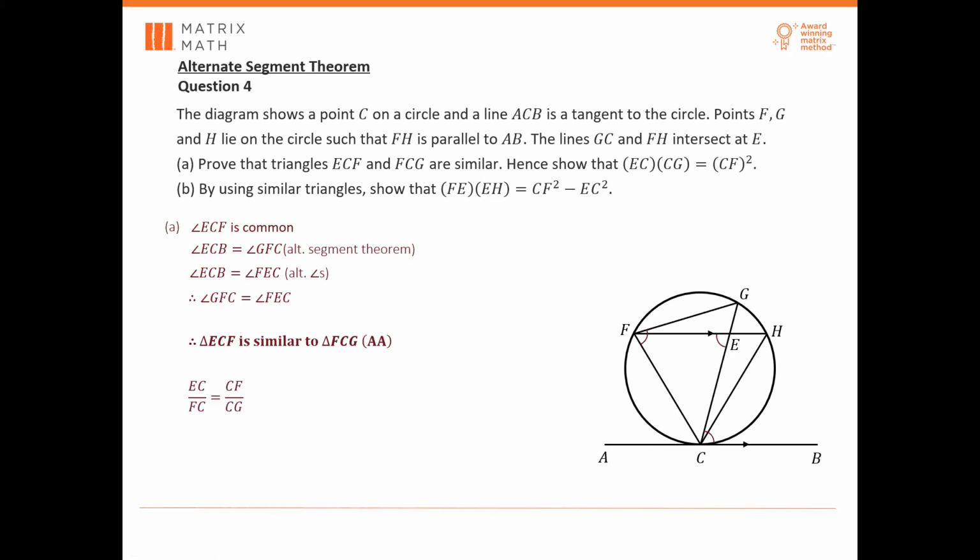In part A, part 2, hence show that EC times CG equals CF squared. So from here, draw the conclusion based on two triangles being similar. Do your cross multiplication. Now CF and FC, they are just the same thing, just written in respective order. So CF times FC is basically CF squared. So that's how you draw that conclusion.